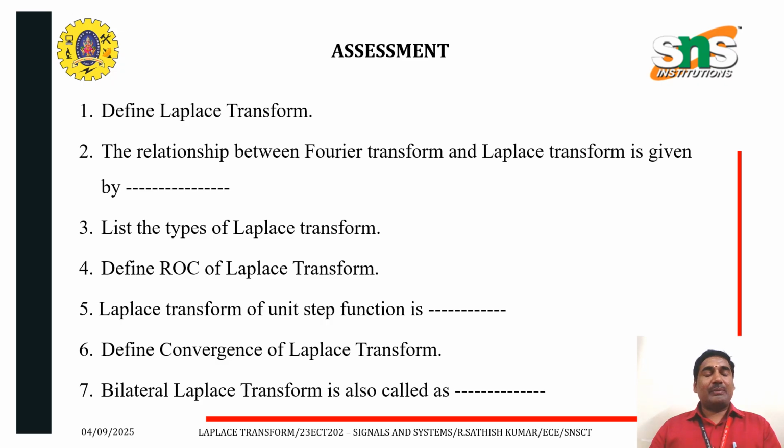List the types of Laplace transform. It can be classified into two types: bilateral Laplace transform and unilateral Laplace transform. Define ROC of Laplace transform: it is the region, the range of values of sigma, for which the Laplace transform converges. The Laplace transform of the unit step function is 1 by s. Define convergence of Laplace transform: the values of sigma for which the Laplace transform converges. Bilateral Laplace transform is also called the two-sided Laplace transform.